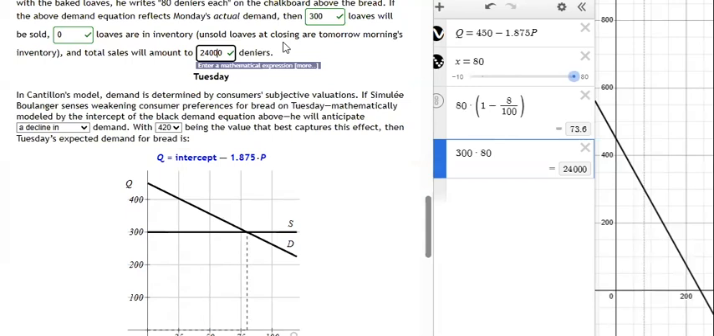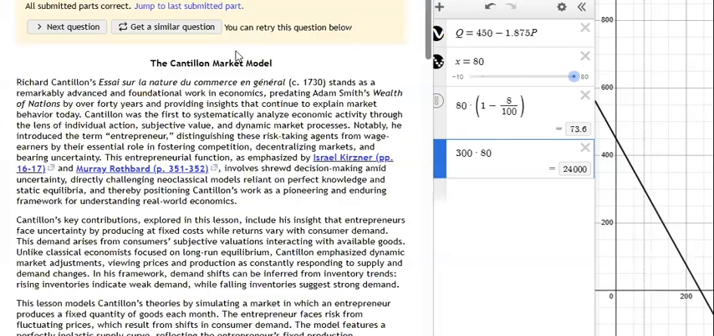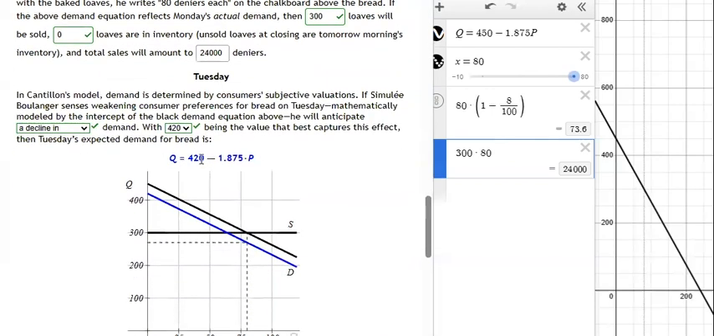So I'm going to click on 24,000 up there, and then I'm going to press enter to see if these two answers are correct. And when I press enter, this should change from intercept to 420 if I am correct. And I am correct, right? So 420 replaced the word intercept, and notice the demand curve shifted in from black to blue. Supply is still 300 because he is still planning on producing 300 loaves of bread for Tuesday morning.